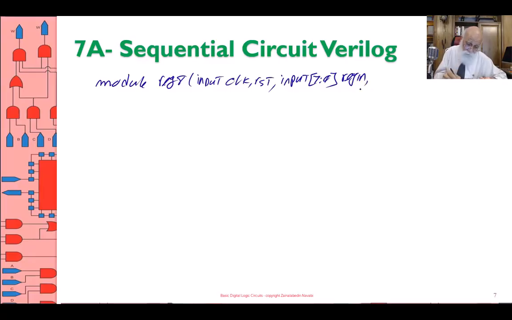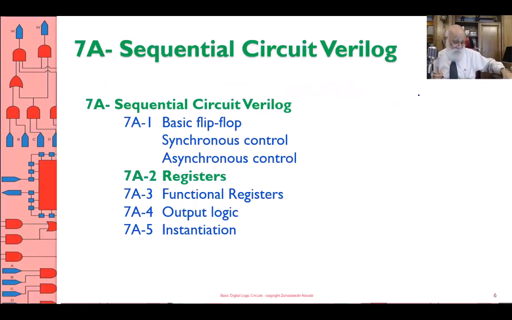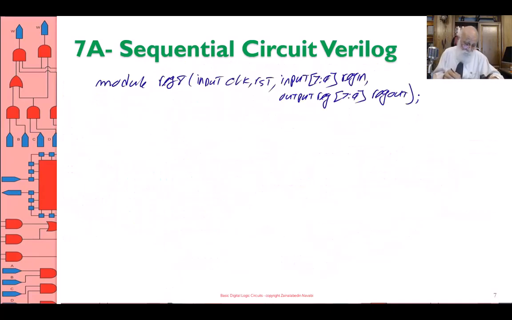and then you have output reg 7:0 reg out. So everything I said in the previous slides regarding the flip-flop applies to this as well. Okay, so what you have is this is a register, and this is a register with synchronous, asynchronous, and then you have an 8-bit input, you have an 8-bit output, and that's it.